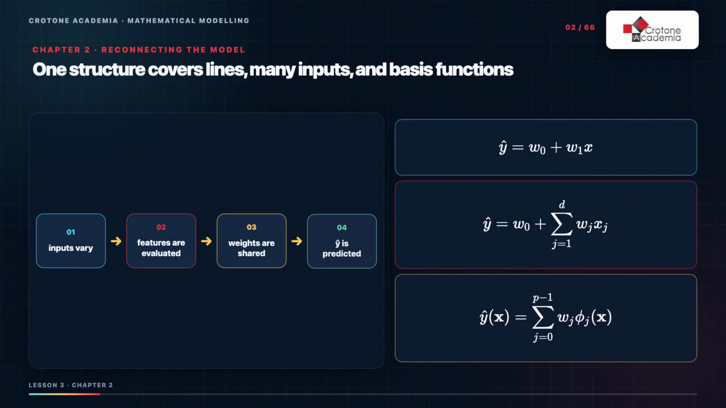A line uses an intercept and slope. A multiple input model adds one weighted contribution for each input. A basis function model replaces raw inputs by selected transformations, but the unknown weights still enter through a sum. The symbol y hat is a prediction, while y is an observed output. Across all these models, the central reverse problem is the same. Observations and chosen features are known, while the shared parameter vector must be determined.